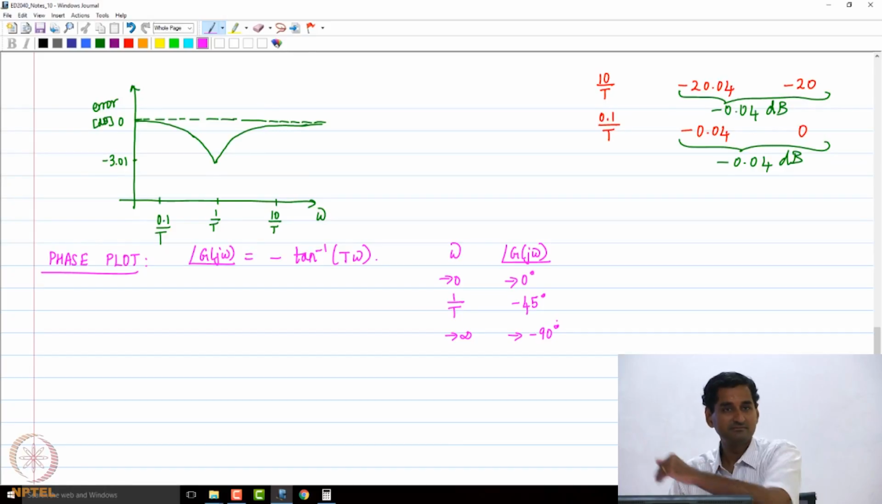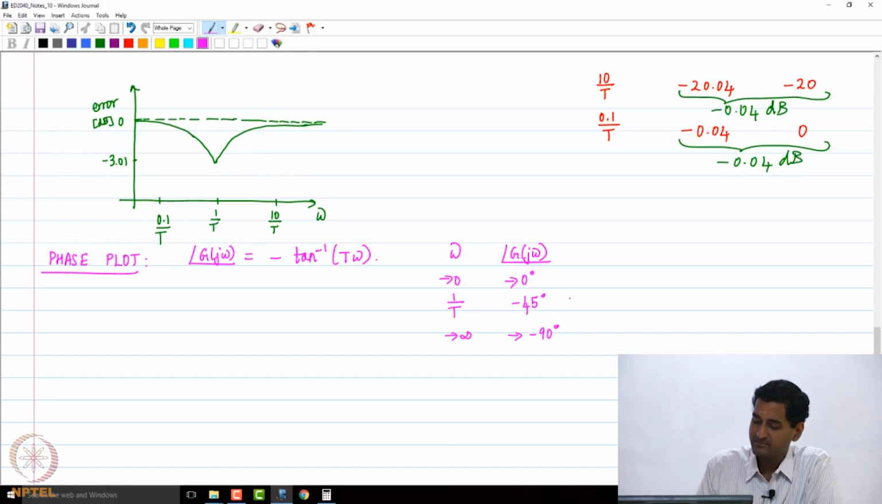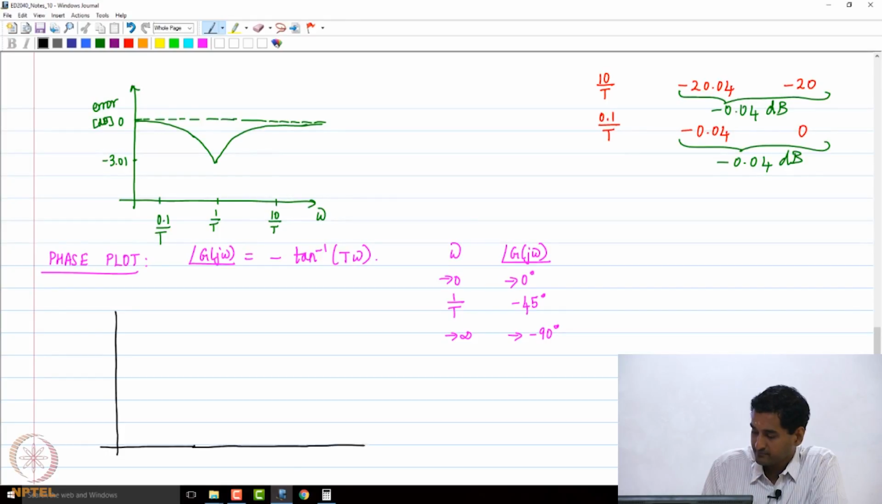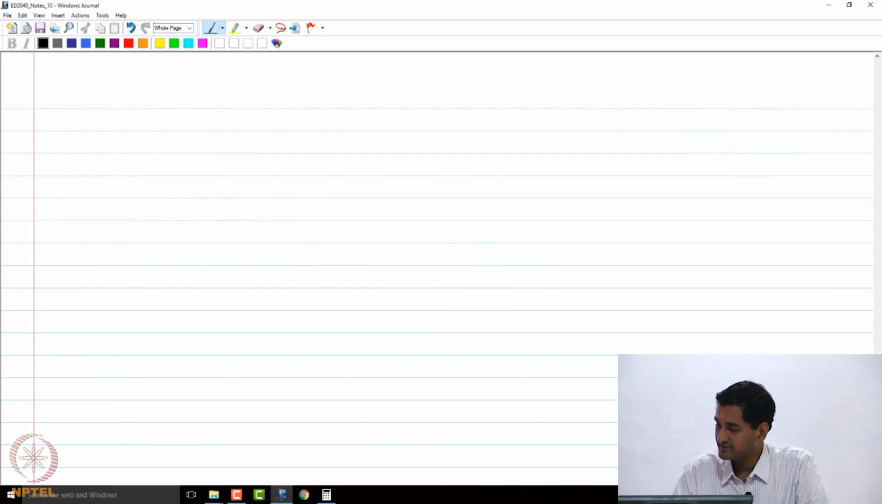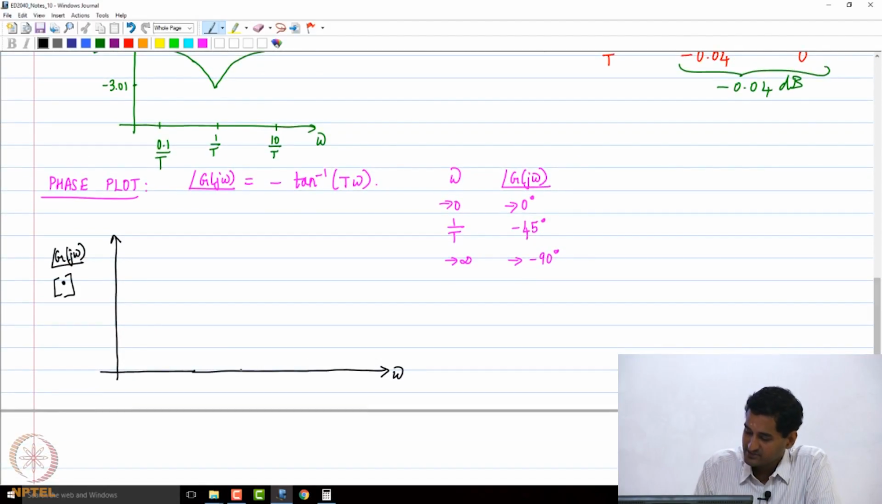So it is a smooth curve, right. So that is what is going to happen. So if you plot the phase plot, this is what is going to happen, okay. So let us say we plot against omega the phase of g of j omega in degrees, what are we going to get, right. So let us do that. So once again I take 1 by capital T, which is a corner frequency. Let us say I take 10 by capital T and 0.1 by capital T.